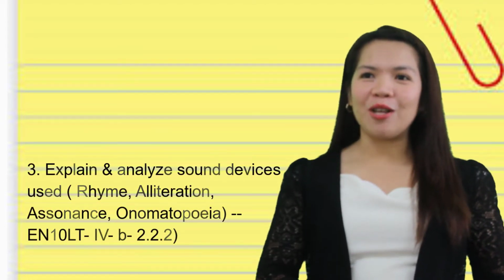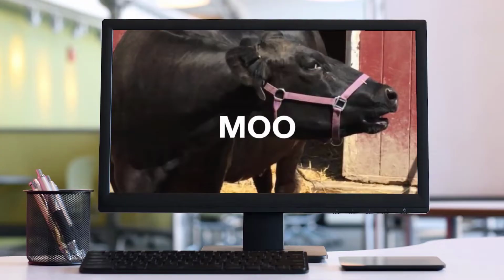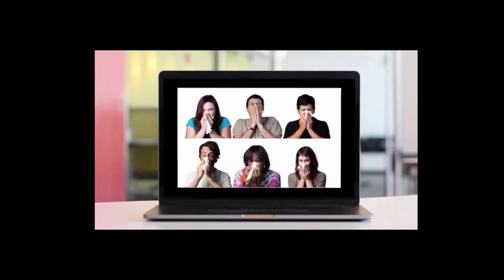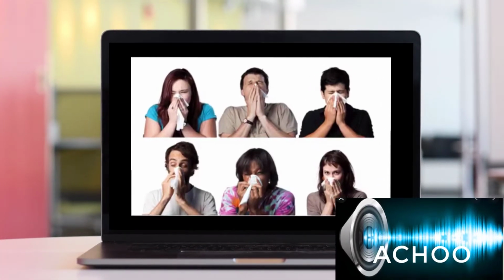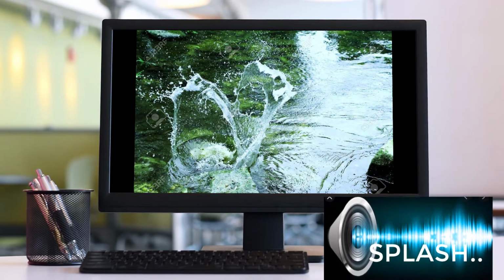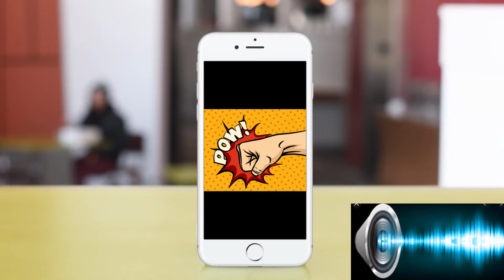In this lesson, we will look at how the sound of words enhances language. Please look at these pictures. Reading or imitating it, what do you think these words have in common? They all have an interesting sound.